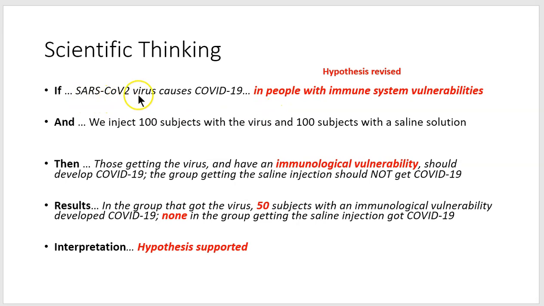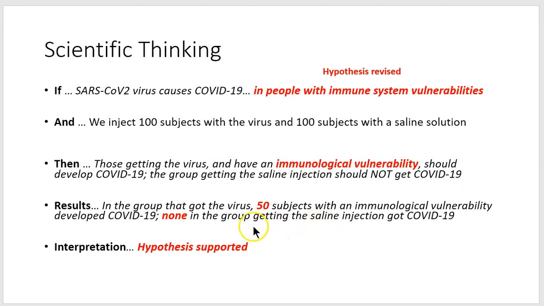So if the SARS-CoV-2 virus causes COVID-19 in people with immune system vulnerability, so that'll be our catch-all for these differences that make a difference to people getting sick from the virus, and we inject 100 subjects with the virus and 100 with a saline solution. Now here we might stipulate that we're giving enough virus that for the average person, it would be enough virus to cause illness. Then those getting the virus and who have an immunological vulnerability, maybe they have low vitamin D, maybe they haven't been exposed to cold viruses in the past, should develop COVID-19, and the group getting the saline should not.